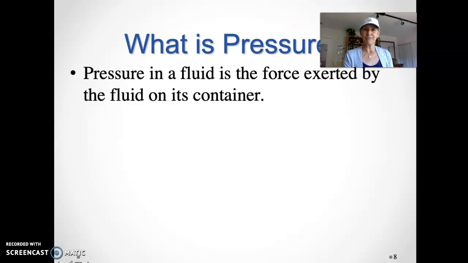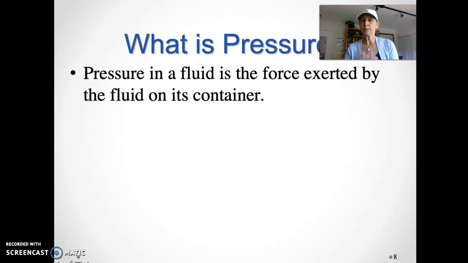What is pressure? Pressure, blood pressure, you can say, oh, it's 120/80. No, define it. Define pressure in a fluid. It's the force exerted by that fluid on its container. So if it's crashing along the walls of a bucket, that's pressure. If it's crashing inside a ventricle, that's pressure. If it's crashing inside an aorta, that's the pressure exerted by this fluid on its container.